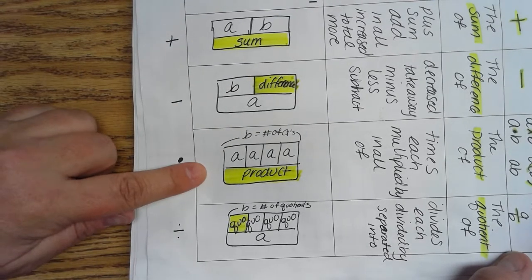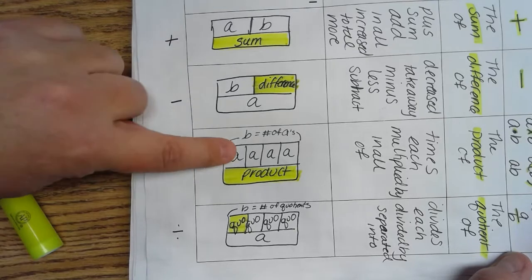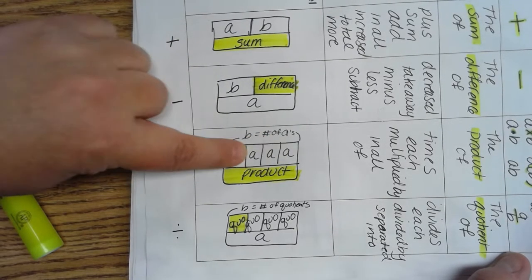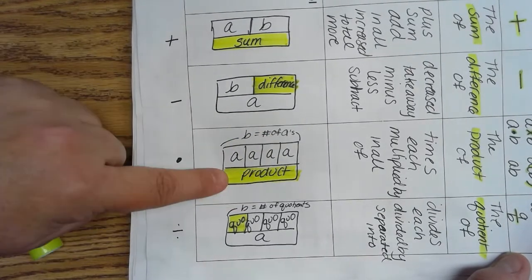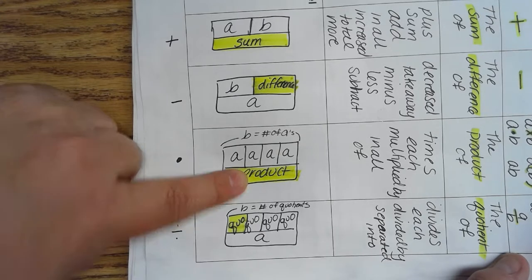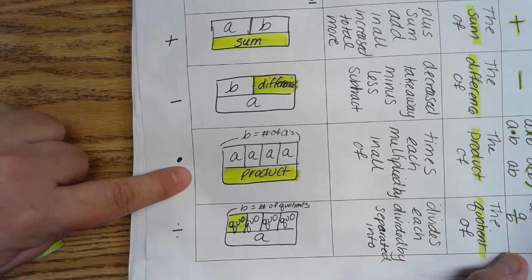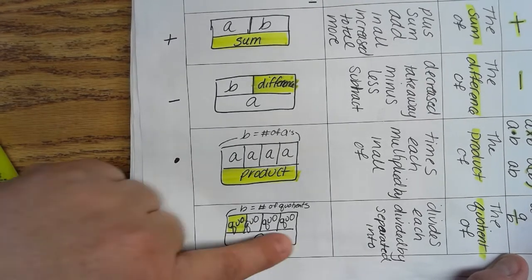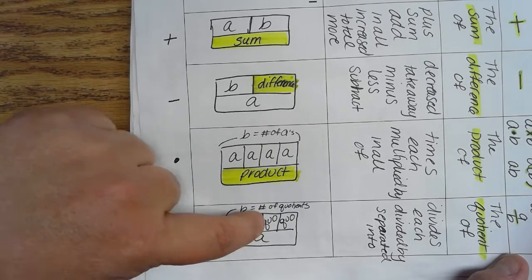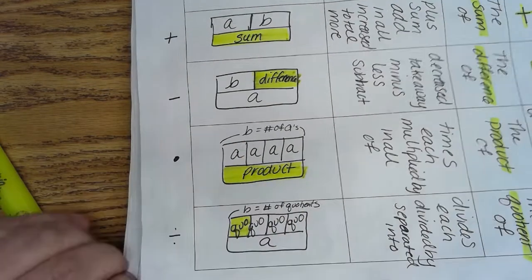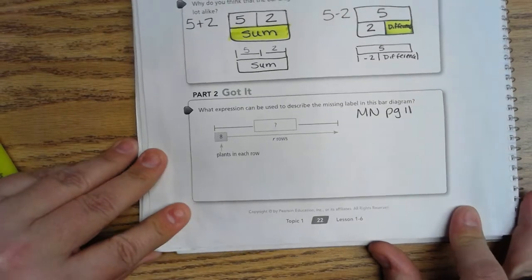This one looks like it's a product, and it looks like all of the values are up here and we're missing the total amount. And that is a multiplication. And on the division one, we have the total amount and we're missing each of the parts. So we're going to take that and we're going to compare it to what we have here.